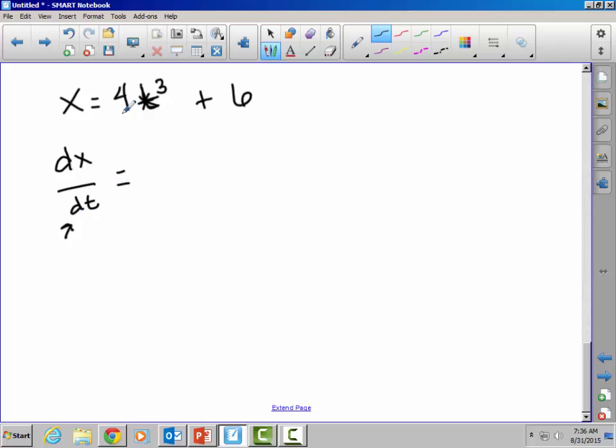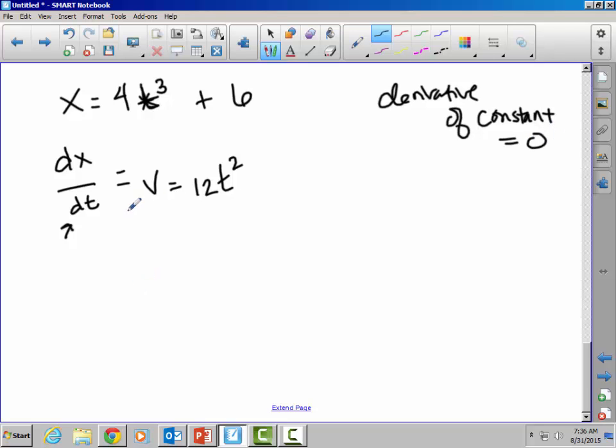So dx/dt will give us velocity, which is 12 times t squared. Now, there's not a t over here in this second term, so I can't take the derivative of it, so it just drops away. The derivative of a constant equals 0. Okay, and then again, one more time, dv/dt to find our acceleration function will be 24t.